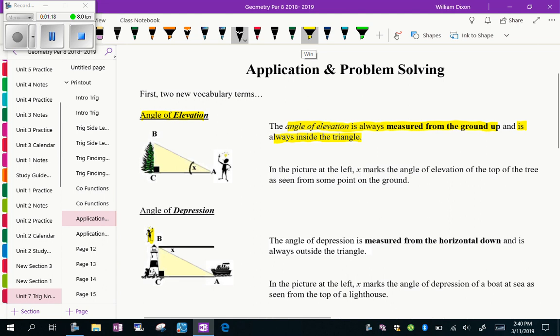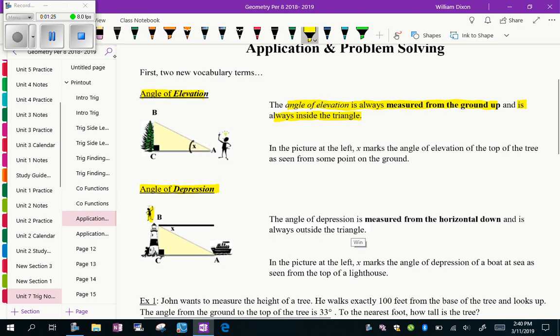The next one is the angle of depression. It says the angle of depression is measured from the horizontal down, and is always outside of the triangle. So this is our horizontal here. And this person, from the horizontal, is looking down, his sight is looking down at the object. The object is the boat. So this X is the angle of depression.